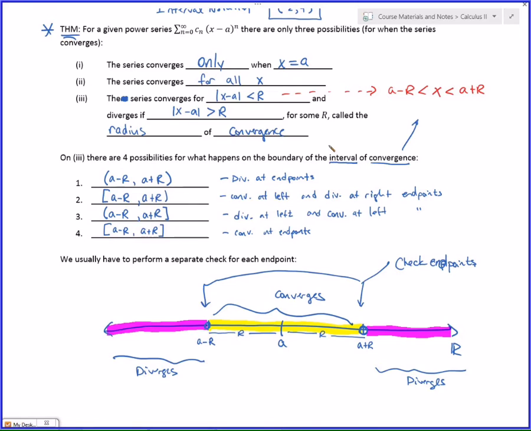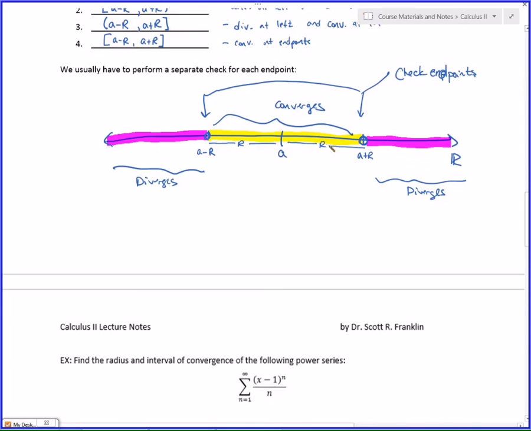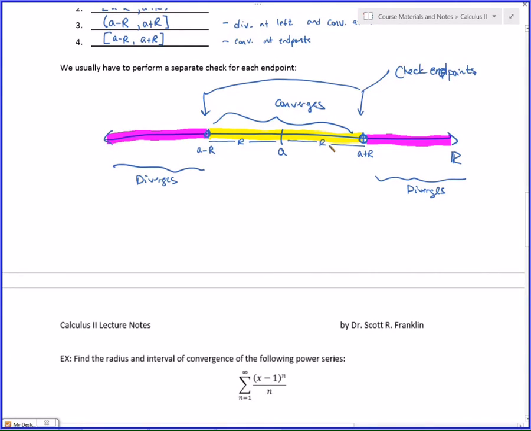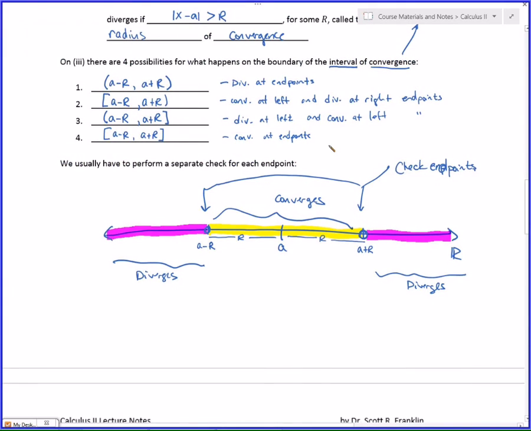So on the following examples, the rest of this section, I'm going to give you a power series, and you have to find the radius and the interval of convergence. The steps to do that are to use the ratio test and find the values of x that make the ratio test show convergence. And then you've got to check your endpoints. So let's do a few examples of that to get the hang of it. I'll give you a chance to catch up writing there real quick.